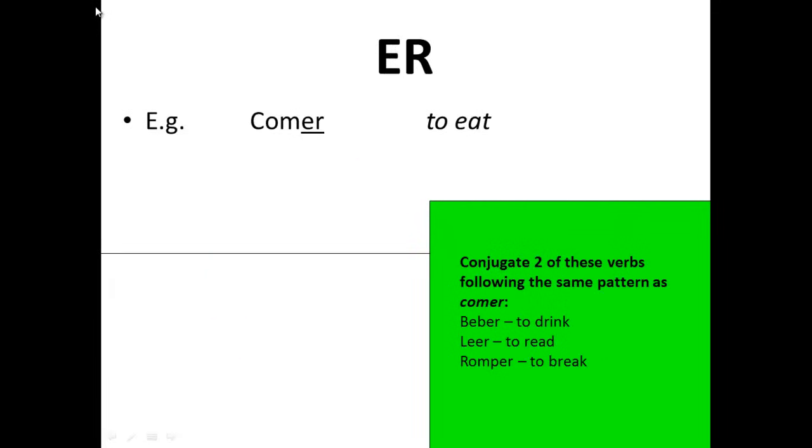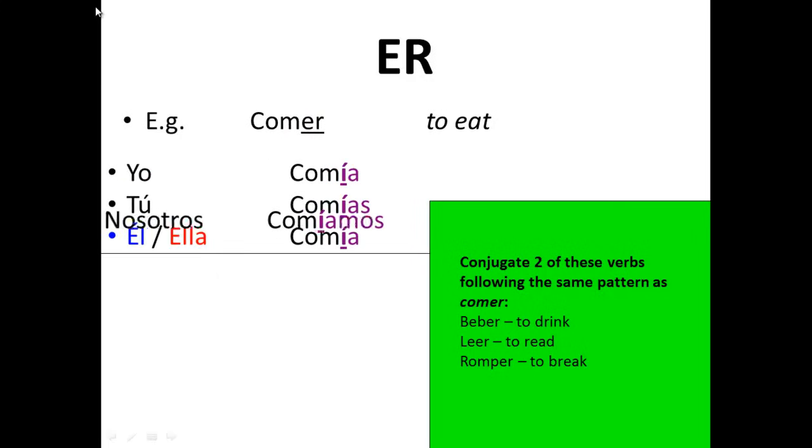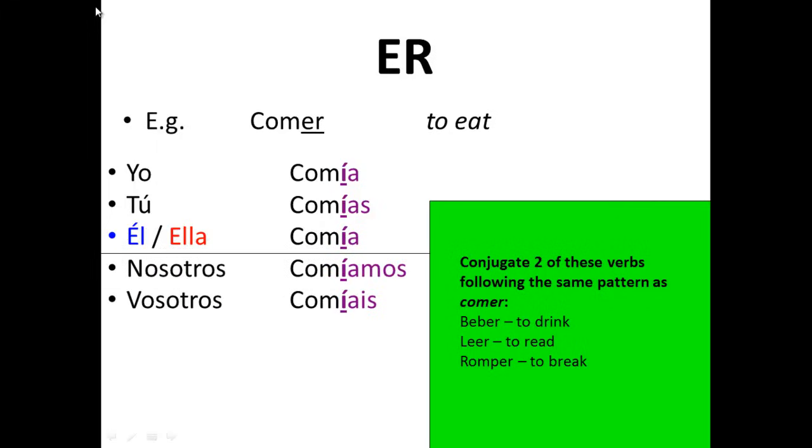Now let's look at comer, to eat. Comía, comías, comía, comíamos, comíais, comían. Notice how that I with an accent is in every single form of it. So you have I used to eat or I was eating, you used to eat or were eating, etc. Copy this verb down and then conjugate 2 of these other verbs which follow the same pattern as comer, and pause the recording before you carry on.